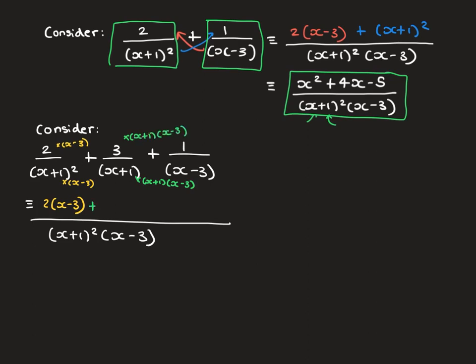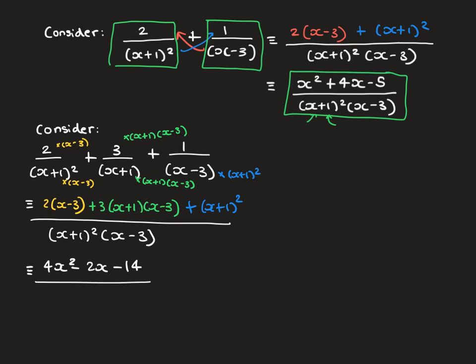So we'll end up with 3 lots of x plus 1 and x minus 3. And the last one needs to be multiplied by x plus 1 squared. So we'll end up with plus x plus 1 all squared. And again, I'm not going to fill in all of the algebraic working here, but you end up with an answer of 4x squared minus 2x minus 14 all over x plus 1 squared x minus 3.